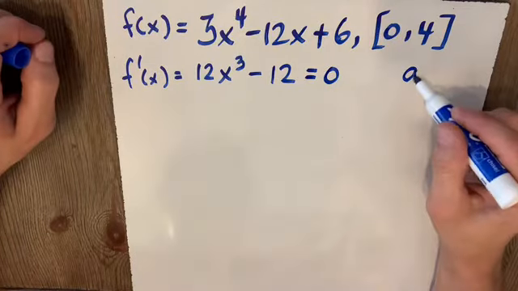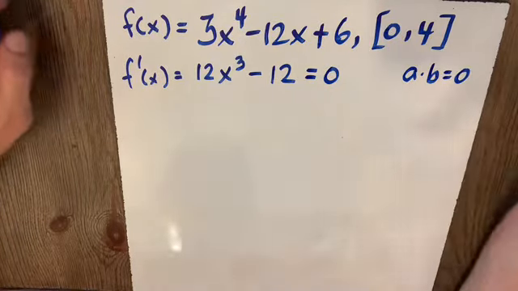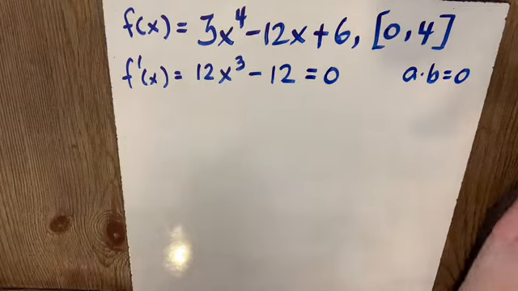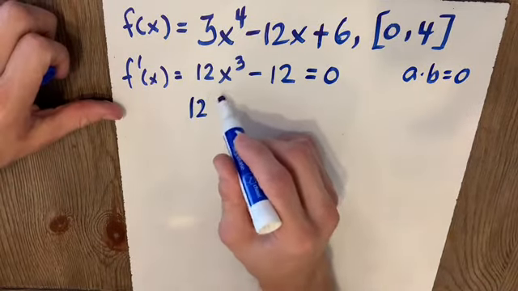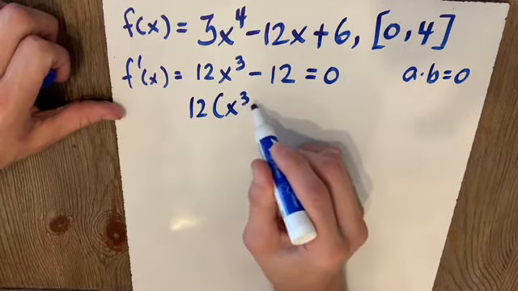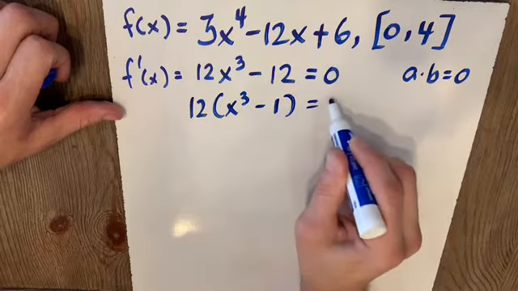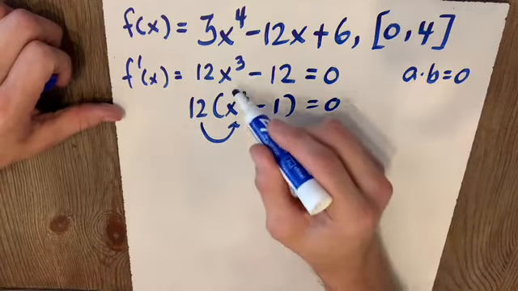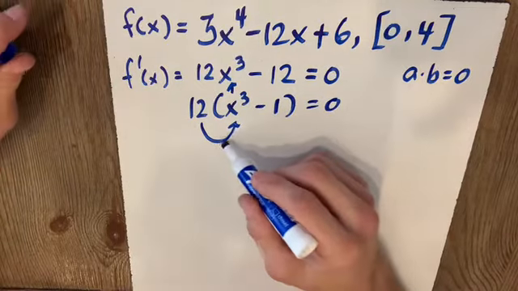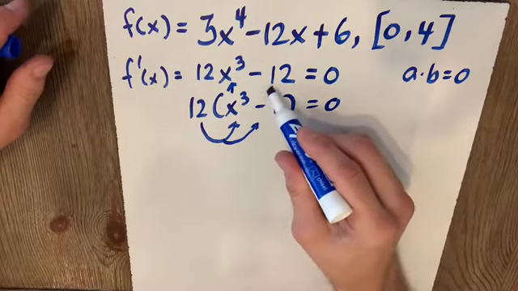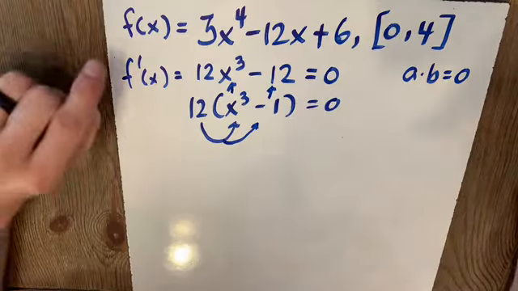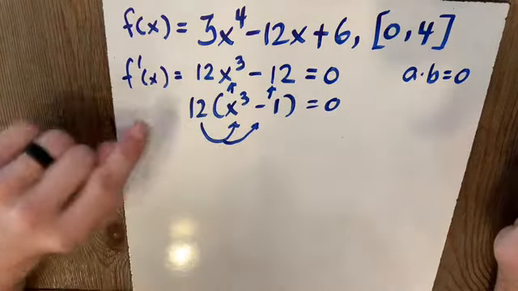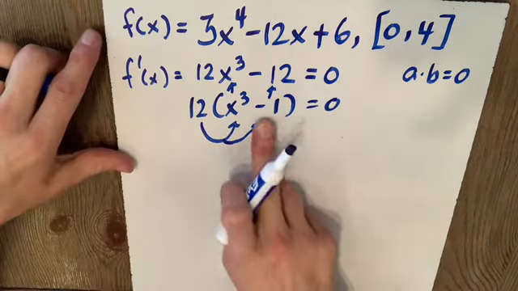Now, I'll set my derivative equal to 0. And again, I want to set up this idea of the zero product property. This times that equals 0. So I'll factor out a 12, and I'm left with x cubed minus 1 equals 0. I know some of you have trouble with this. Let's make sure. 12 times x cubed is 12x cubed. 12 times negative 1 is negative 12. So you can always distribute to make sure your factoring has gone correctly.